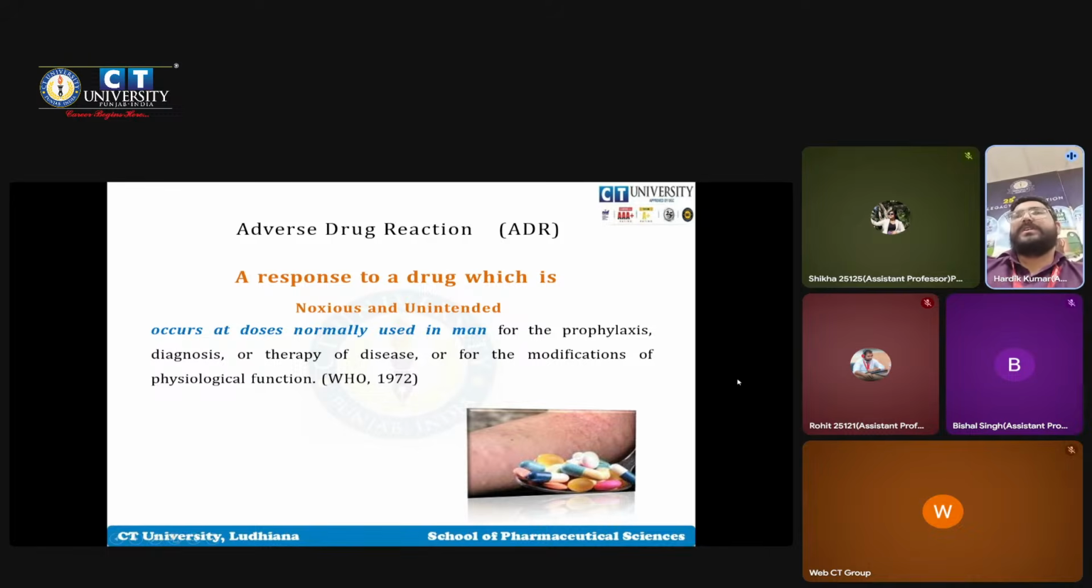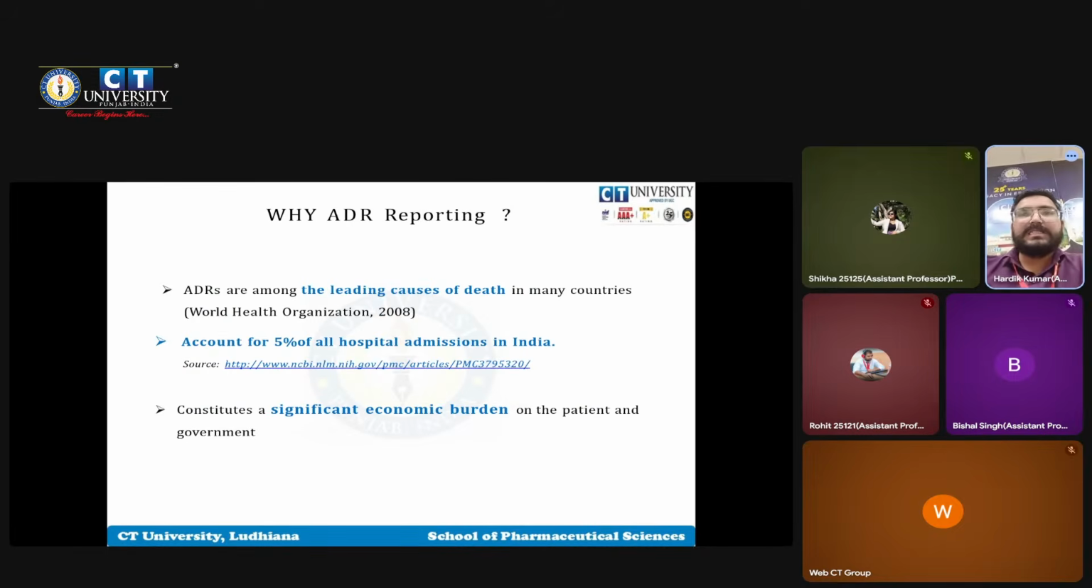So adverse drug reaction, as you know, is an unwanted, noxious effect. A response to a drug which is noxious and unintended occurs at doses normally used in man for the prophylaxis, diagnosis, or therapy of a disease or for the modification of physiological functions. Next slide, please.